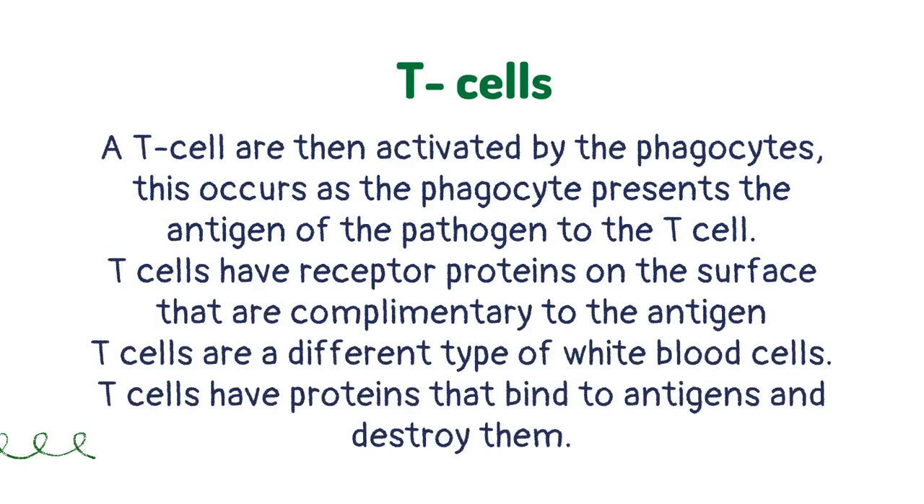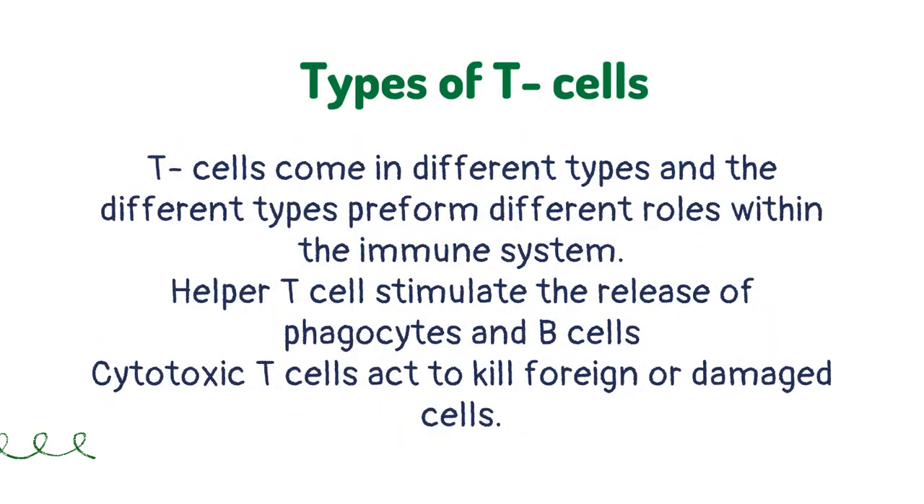T cells are then activated by the phagocytes. This occurs as the phagocyte presents the antigen of the pathogen to the T cell. T cells have receptor proteins on the surface that are complementary to the antigen. T cells are a different type of white blood cell. T cells have proteins that bind to antigens and destroy them. T cells come in different types, and the different types perform different roles within the immune system.